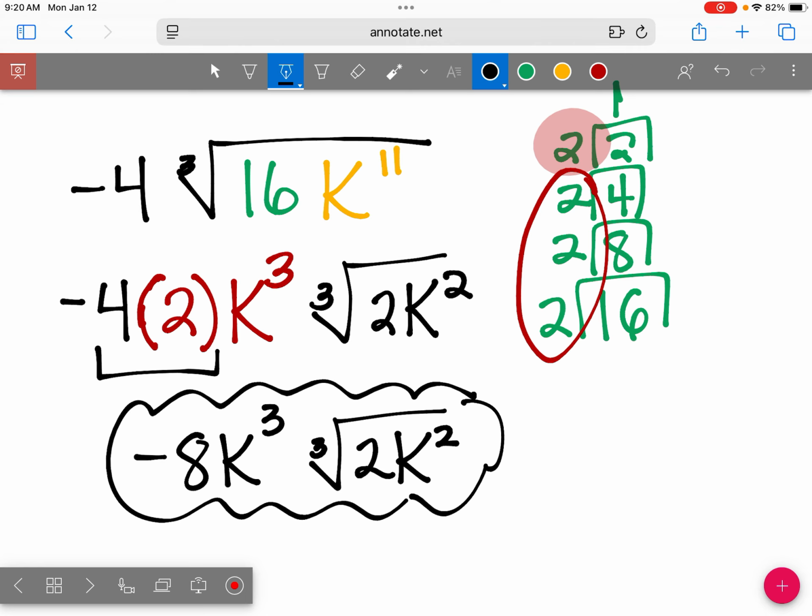Tomorrow you have a skills check. It's only over graphing though. This is not going to be on there. And it's open note.